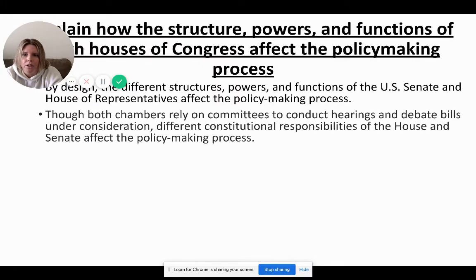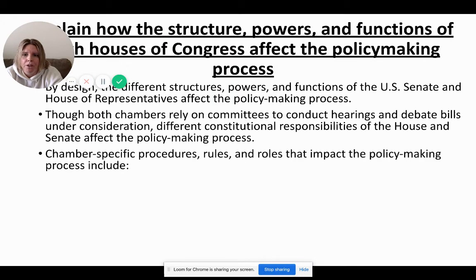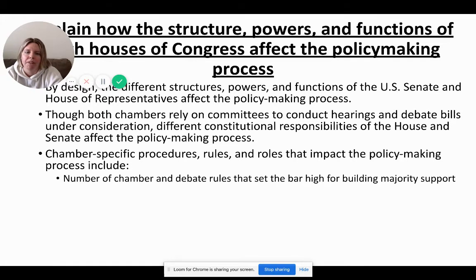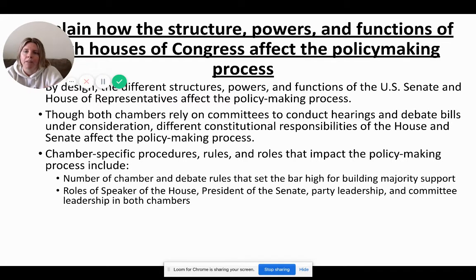So the structure, you should know that they have committees and the committees conduct hearings, they debate bills and that kind of stuff. And that definitely affects the policymaking process, that they have those specific types of rules. It's hard to pass a law because there are so many rules and so many roadblocks and that kind of stuff. And we just got a major law passed, but that happened because of a major crisis.